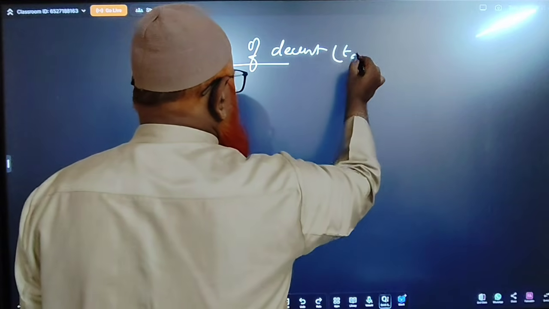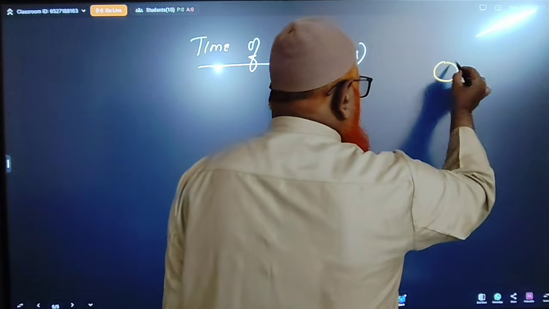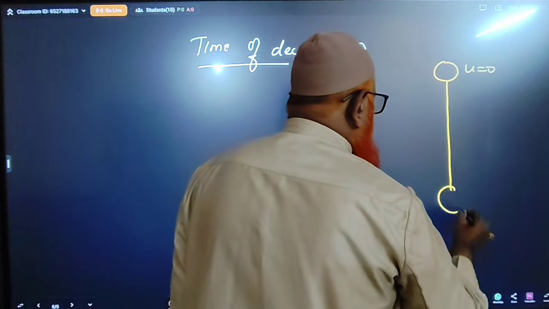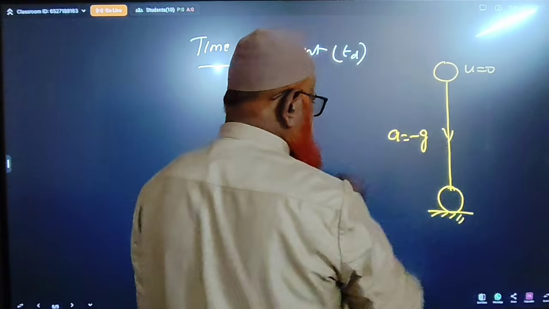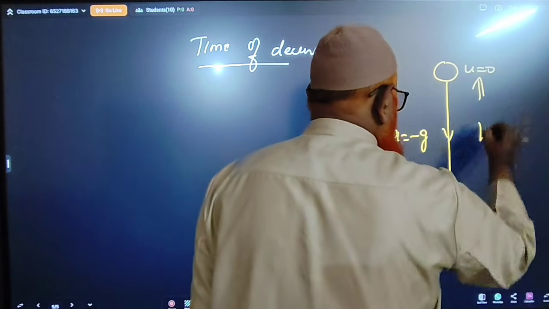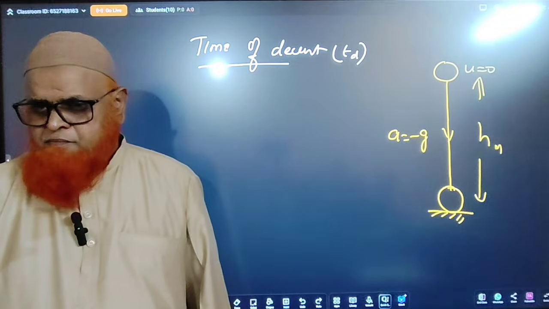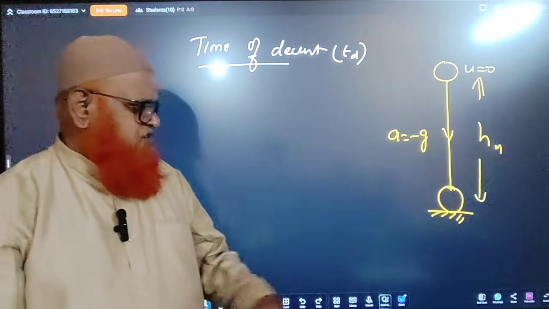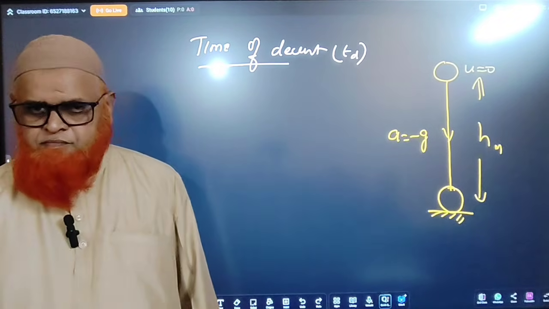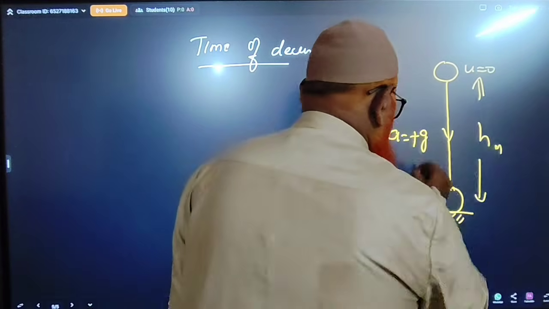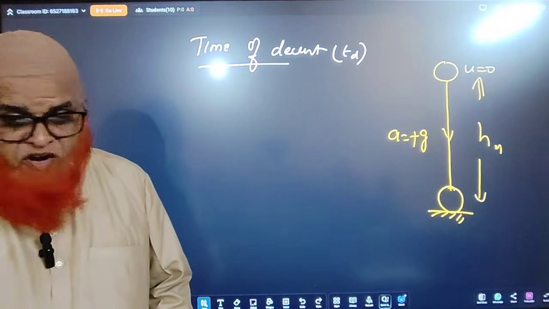Time of descent is denoted by the letter T D. So what is the time of descent? When you drop a ball with an initial velocity, the ball comes down and falls on the ground. Acceleration is going to be plus g, and the height from which you drop the ball is called the maximum height. Understood? You drop a ball from a certain height, the ball strikes the ground, and acceleration is plus g here because it is coming downwards.